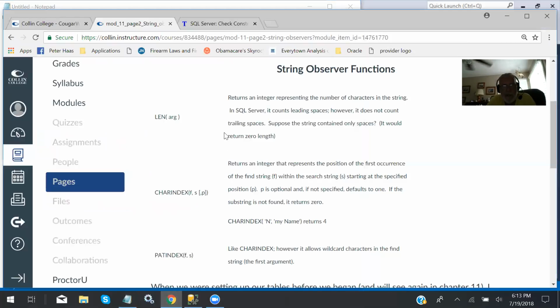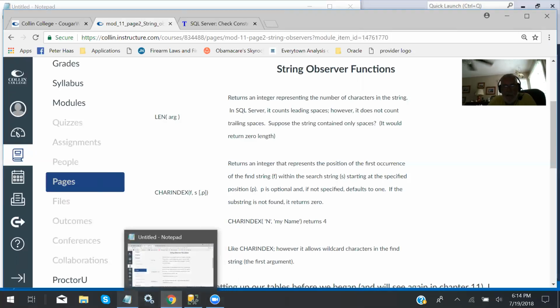Okay, going back here. Suppose the string contained only spaces. Well, are they leading or trailing? They would be counted as trailing. Well, I guess they'd be both, but since they're trailing spaces, it would return a 0 length. So if the string contained only spaces, I guess it could contain tabs or spaces or tabs, it would return a 0 length.